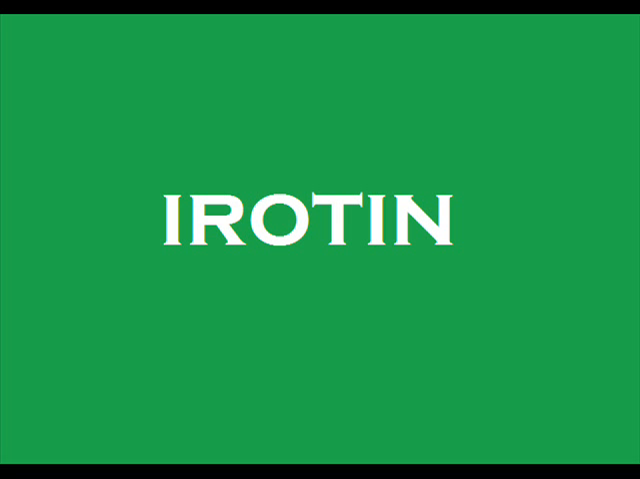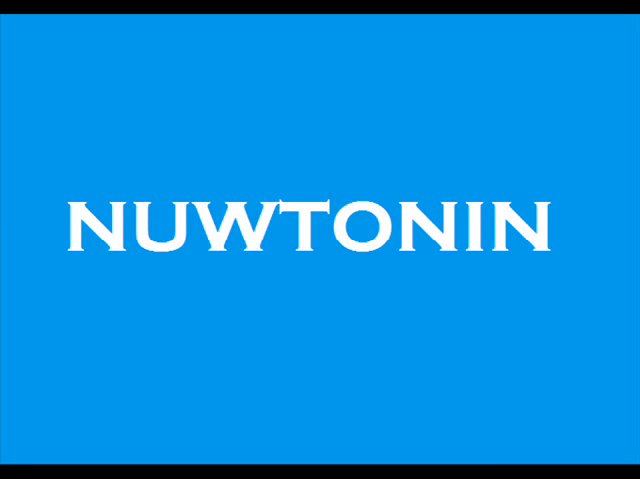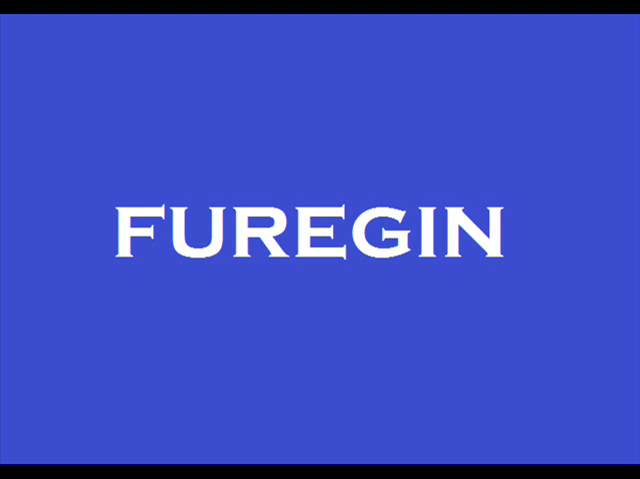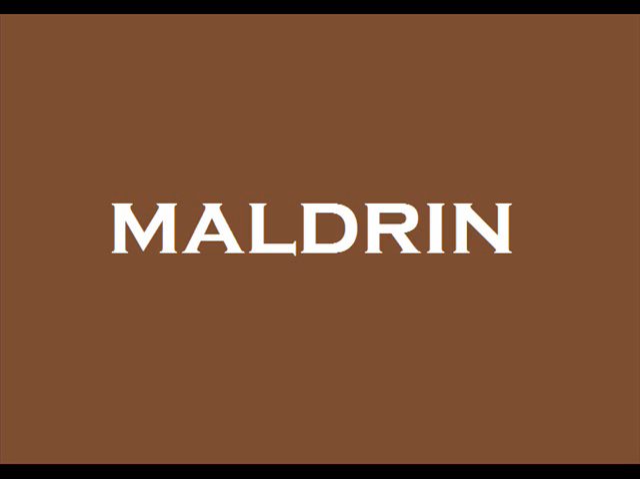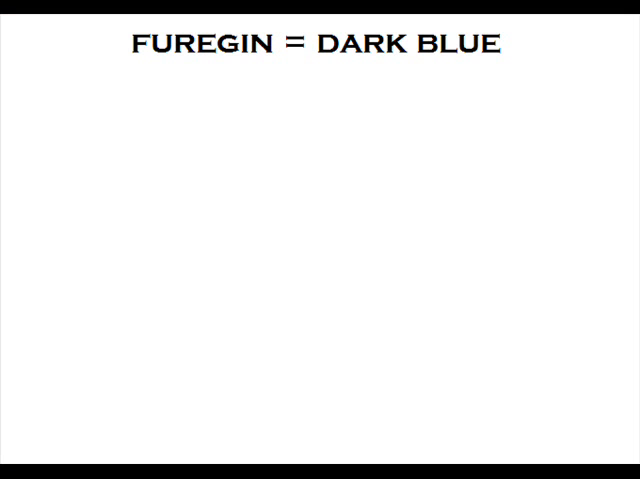Pabdin, orange; Birin, yellow; Irotin, green; Nuwtonin, cyan; Furegin, blue; Wonin, violet; Lilin, pink; Oshin, white; Harblin, black; Maldrin, brown. Be aware that Furegin means only what we'd consider in English to be dark blue.